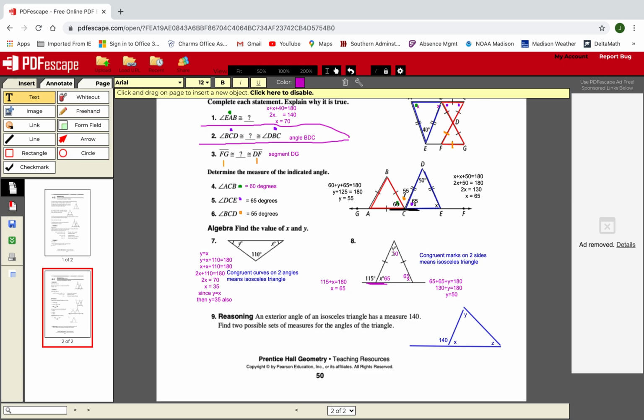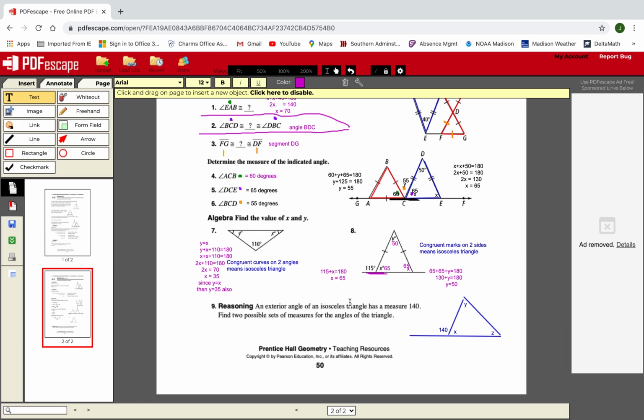And you can check yourself here. Also, the exterior angle theorem, the 115 must equal the sum of the remote interiors, and 115 does in fact equal 50 plus 65. So it's just another reassurance that another one of our concepts that we have learned really does work. All right, number 9 says an exterior angle of an isosceles triangle has a measure of 140.